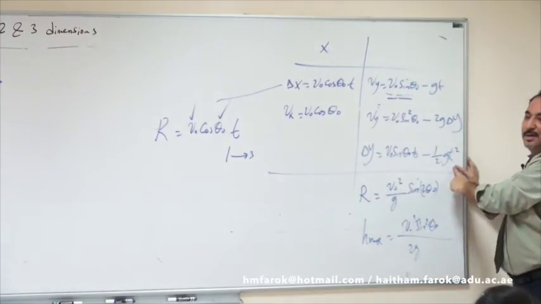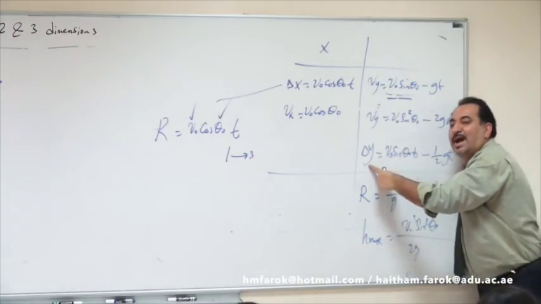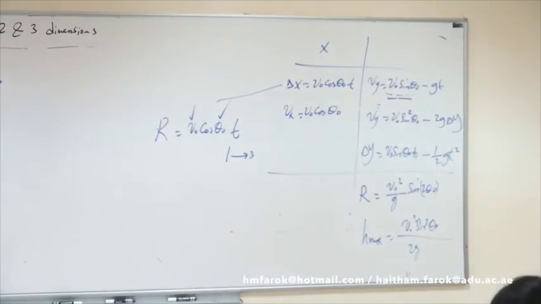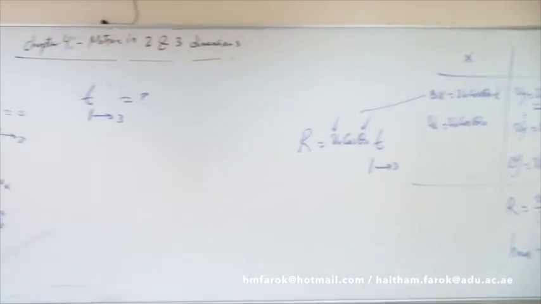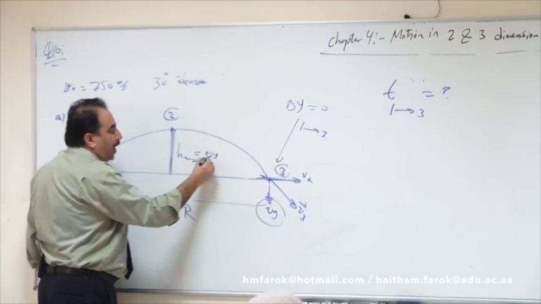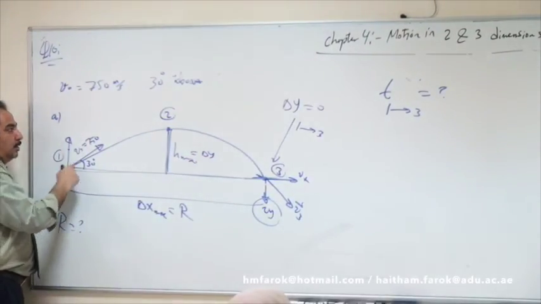If you use this one, put delta Y, 0. Done. Third question: how high does it rise? How high does it rise? Means h, which is delta y between 1 and 2.